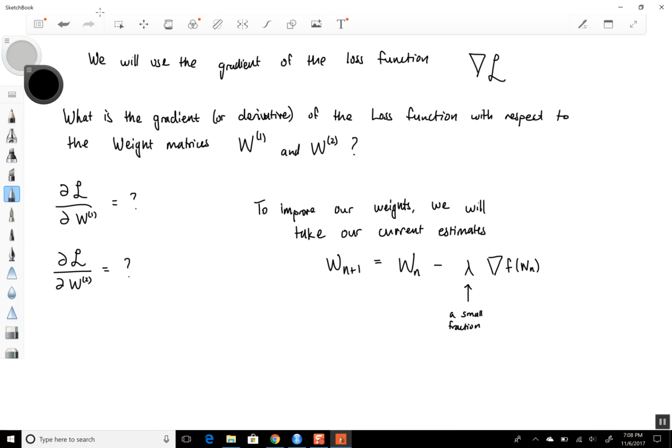Just to keep in mind, because the weight matrix 1 is a 2 by 3 matrix, the gradient with respect to weight matrix 1 will also be a 2 by 3 matrix, because the gradient is basically how each of those things need to change in order to give us the steepest descent. Because there's 6 values to change, there needs to be 6 values in our gradient. And same thing with our second weight matrix. It's a 3 by 1, so the gradient with respect to the second weight matrix will be a 3 by 1 matrix.